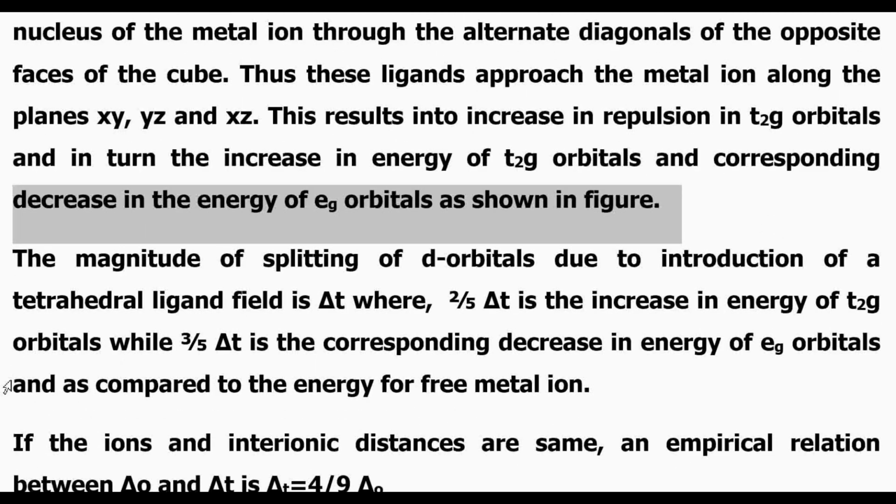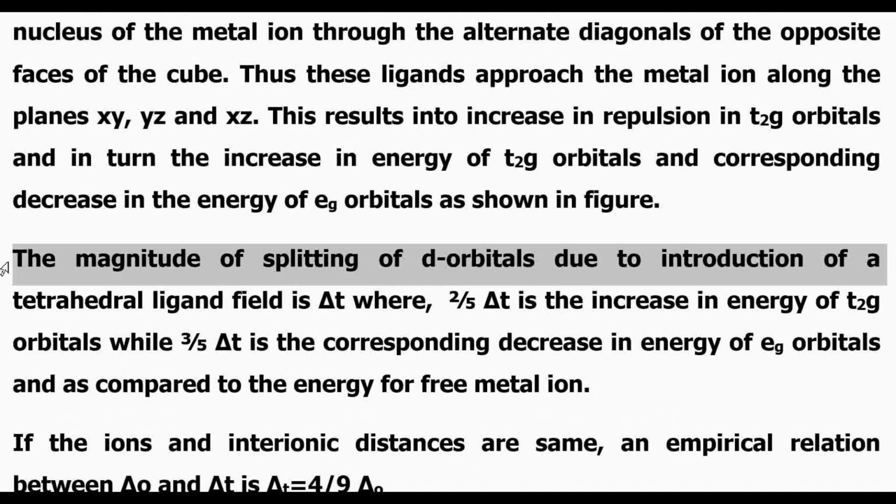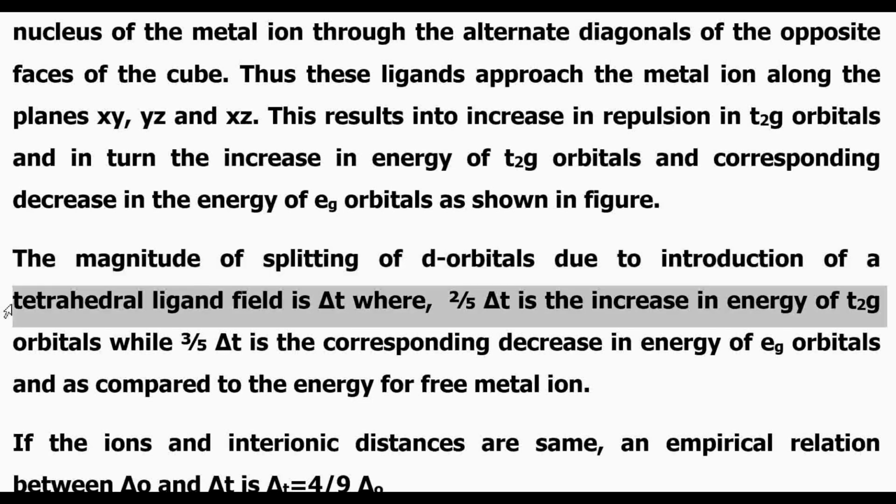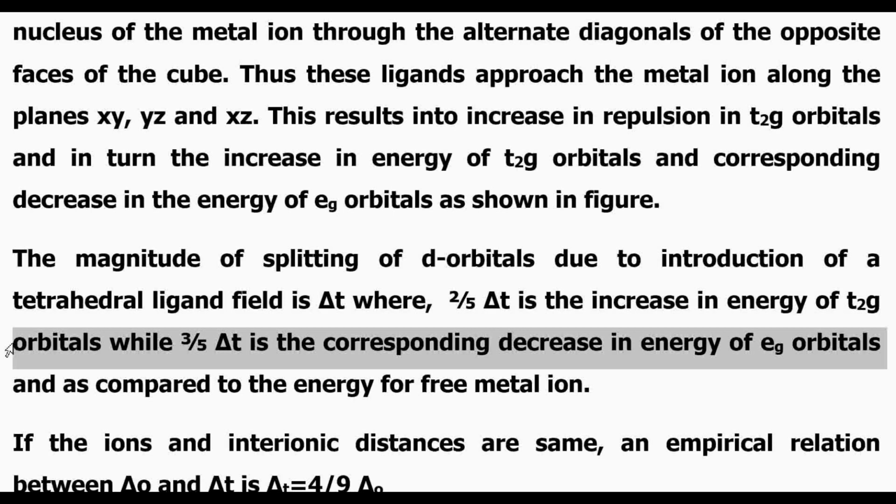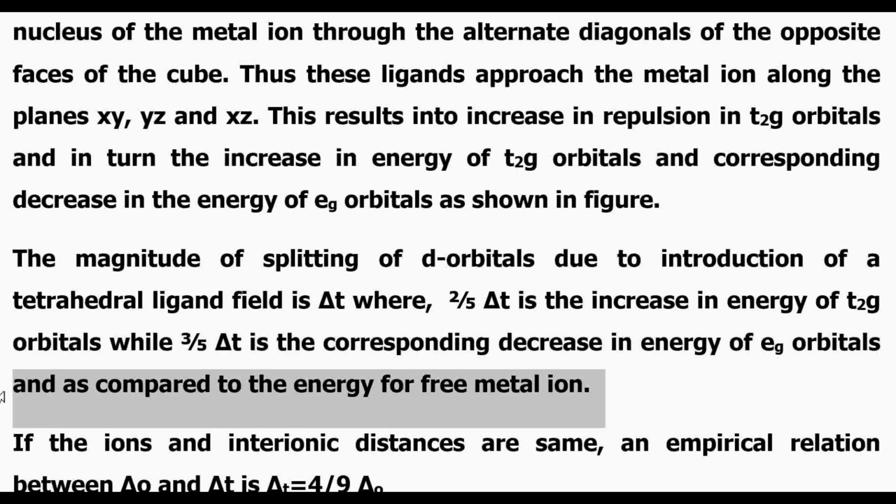Then comes the magnitude of splitting, the amount of splitting. The magnitude of splitting of d orbitals due to introduction of a tetrahedral field is called delta T, and you will observe that 2/5 delta T is the increase in the energy of t2g, and 3/5 delta T is the decrease in the energy of eg orbitals. These values are as compared to that of the energy of the free metal ion.